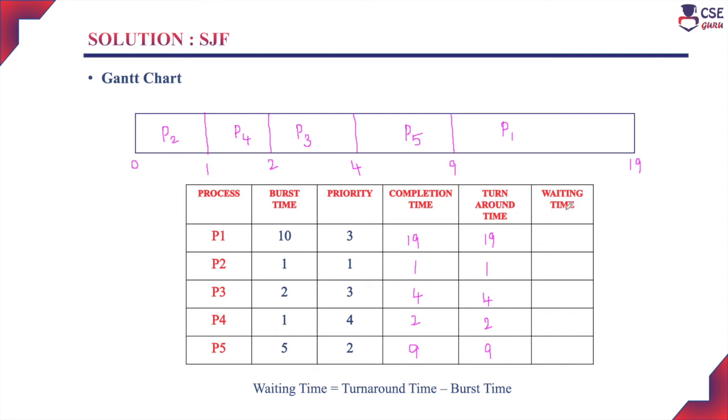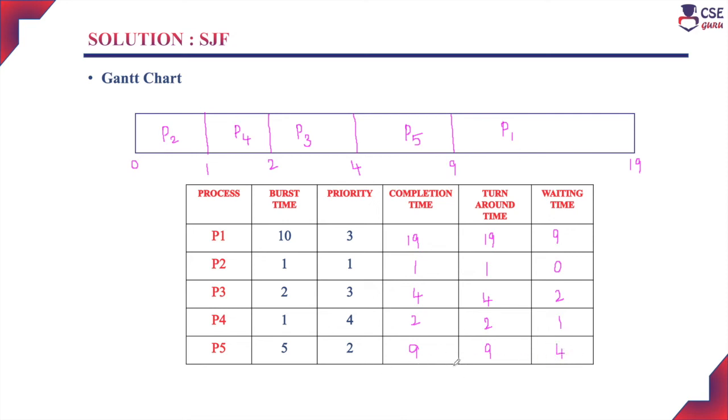Next, we will find the waiting time. So, waiting time is nothing but turnaround time minus burst time. So, for process P1, 19 minus 10, it is 9. For process P2, it is 1 minus 1, 0. Process P3, 4 minus 2. Process P4, it is 2 minus 1. And process P5, it is 9 minus 5.